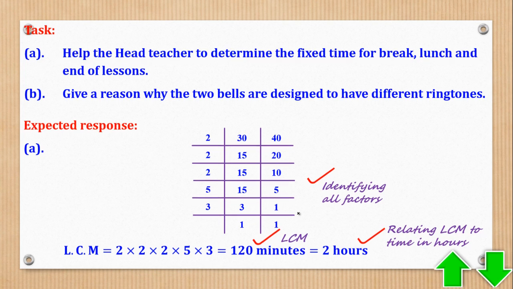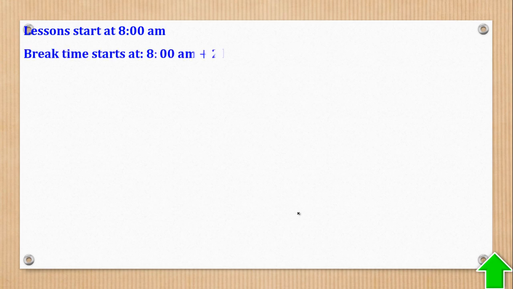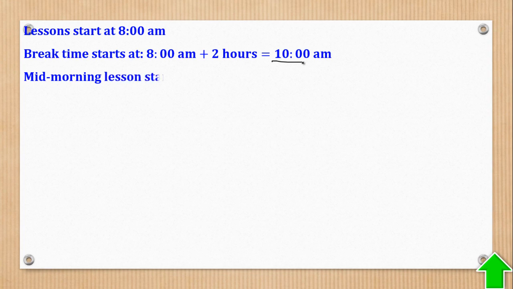So now that I've got the LCM, we can identify the break time, lunchtime, and end of lessons. First of all, you know that lessons start at 8 a.m. Then break time will start after 2 hours. So 8 a.m. plus 2 hours will come up to 10 a.m. So this will be your break time. But break time lasts for 30 minutes, which is half an hour. So 10 a.m. plus 30 minutes will give you 10:30 a.m. So this is when break time ends and mid-morning lessons start.